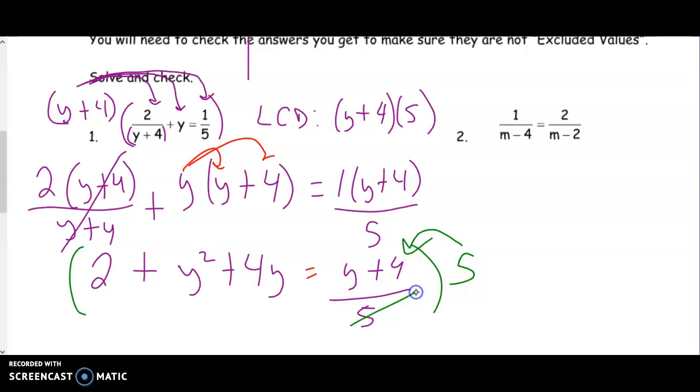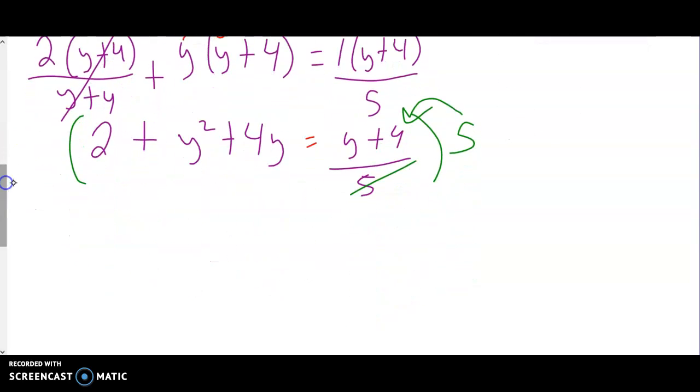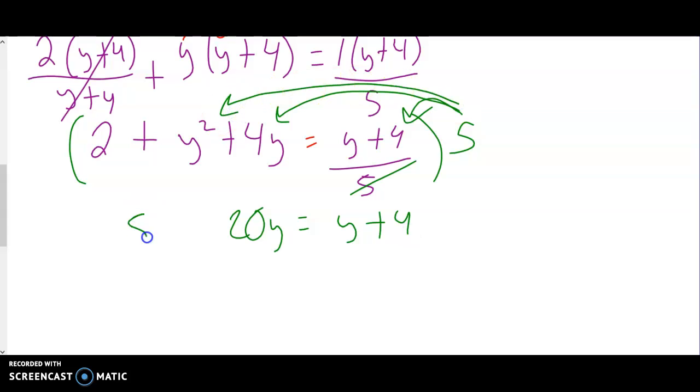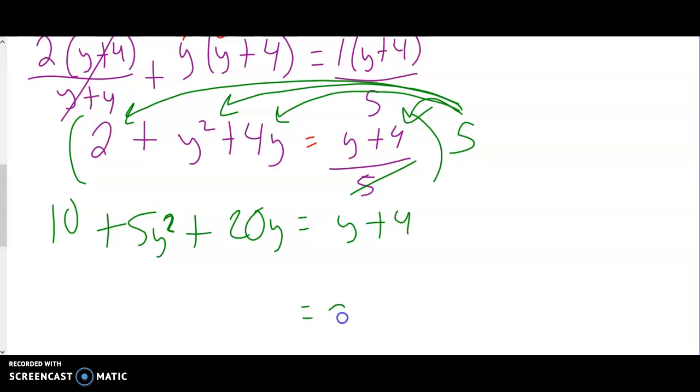So, multiply here, it'll cancel there. Whatever you do to one side, do to the other. So we got 20y, y plus 4 is left there. 5y squared, and 10. Alright, at this point, it is a polynomial equation, and solve it by any method that you have seen prior. With a quadratic, we want to set it equal to 0.